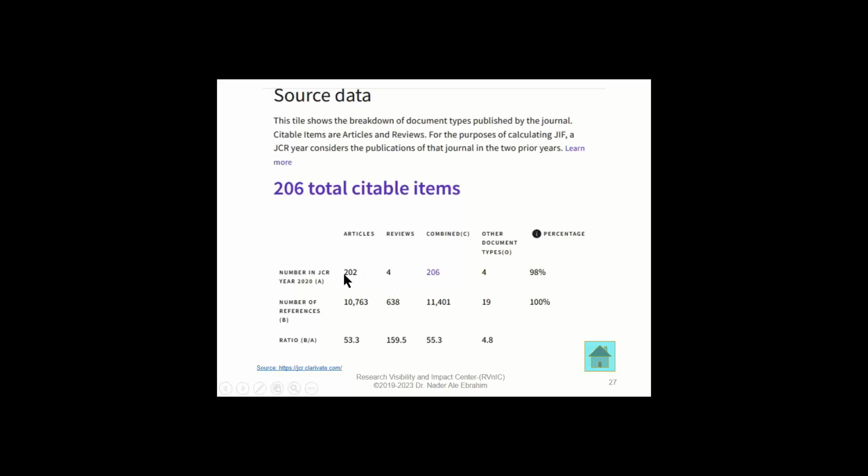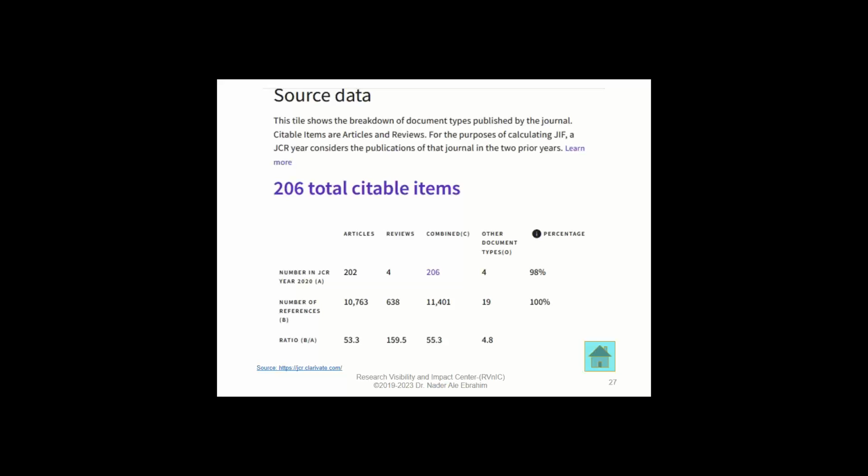Because this journal published 206 papers last year, before closing the database, it's not updated for 2021. In July it will be updated for 2021. Only 4 review papers were published, but for each review paper they usually use close to 160 references, and for a normal research paper, 53.